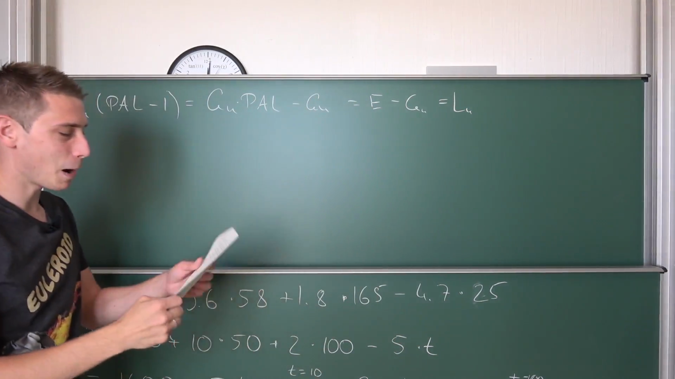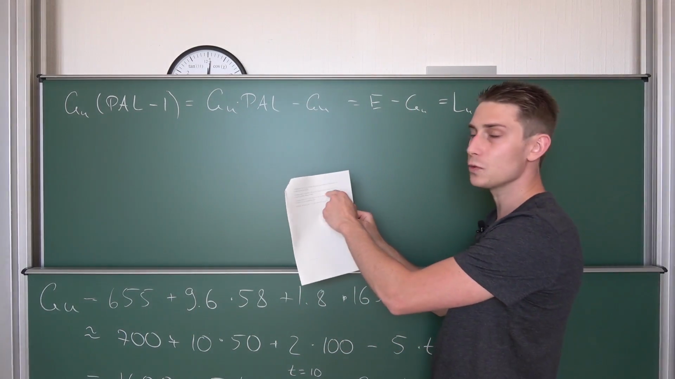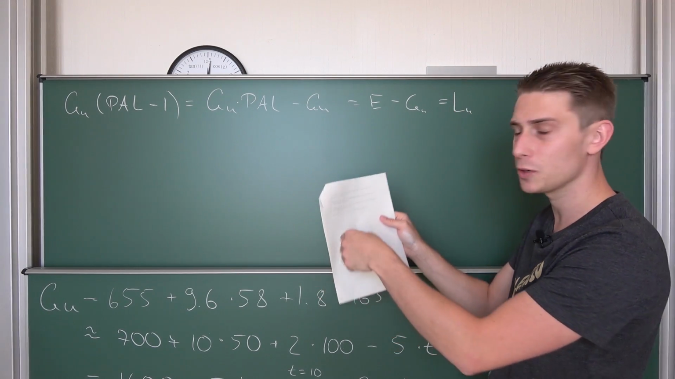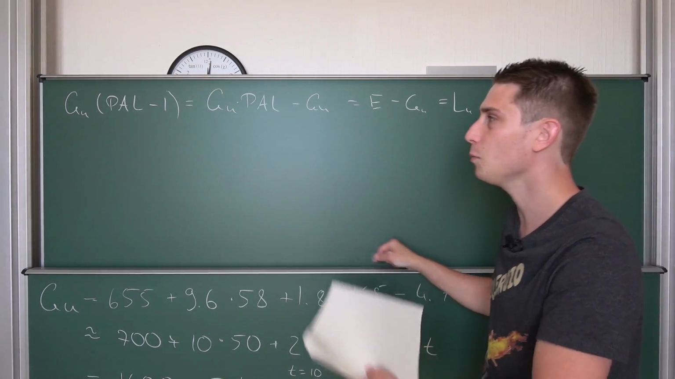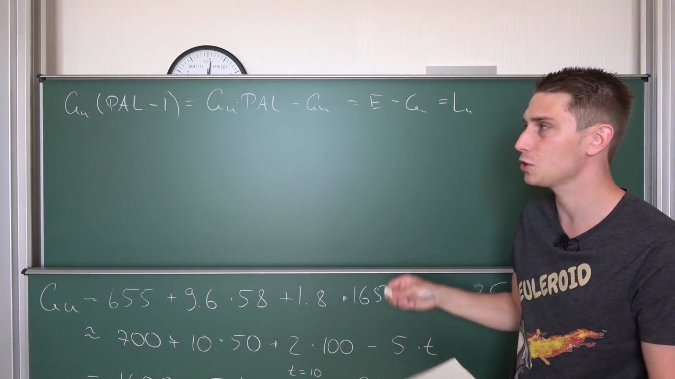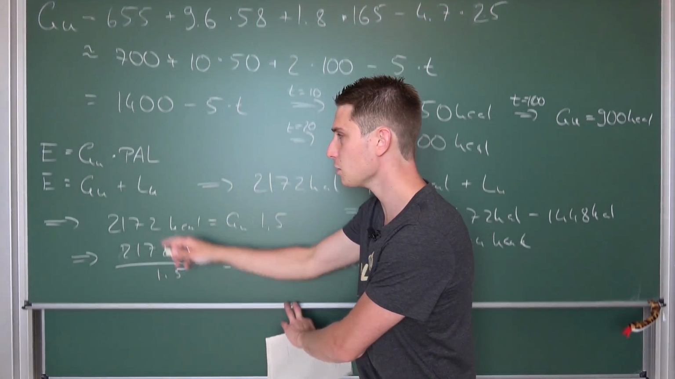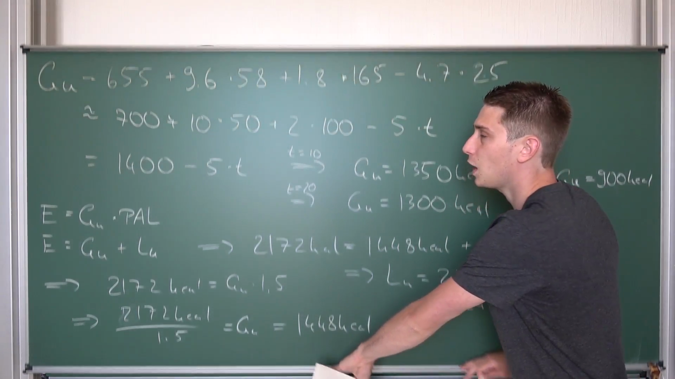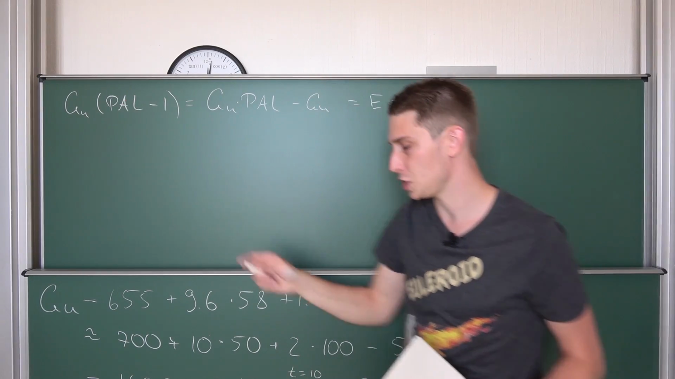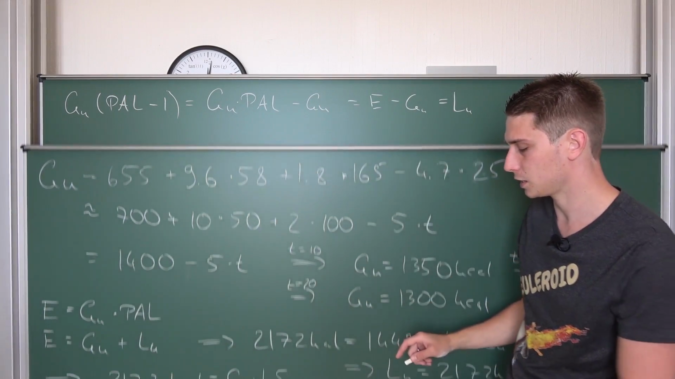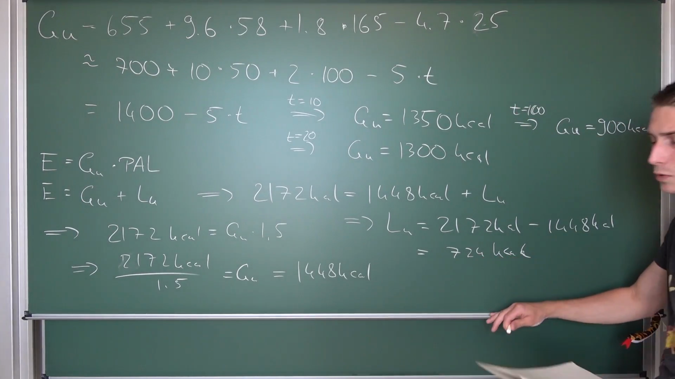This is why I said this last exercise is kind of clever, because if you didn't know what to do here, you could jump to the next exercise and maybe you were clever enough to solve this, and then you would immediately have a formula for our LU, which you could use. PAL minus 1 in our context is going to be just 0.5, so PAL was 1.5, so 0.5, meaning we are going to take half of our GU, and the GU that we have calculated was exactly 1448 kilocalories. Just as a little side note, giving us exactly what we had here.